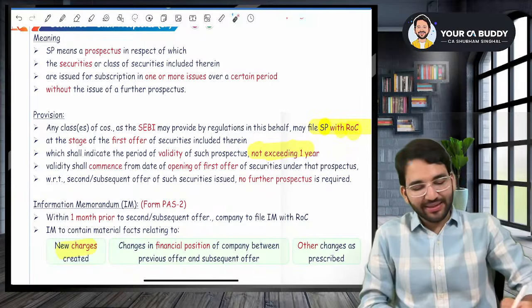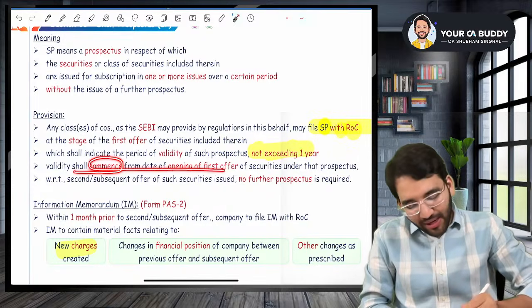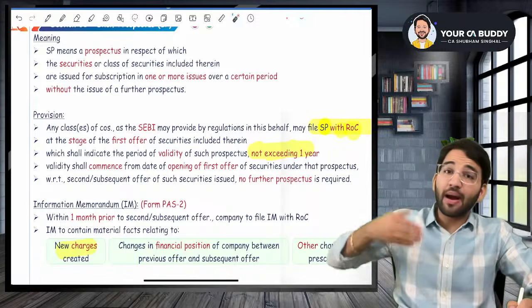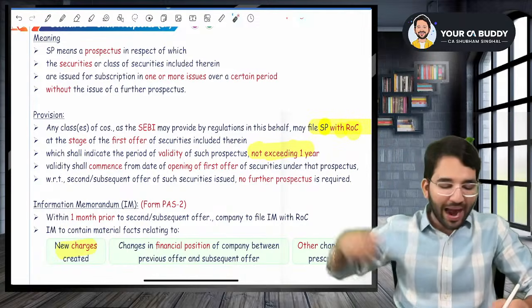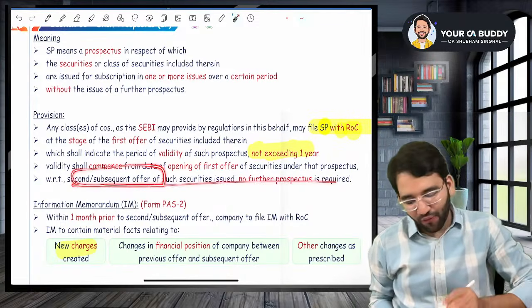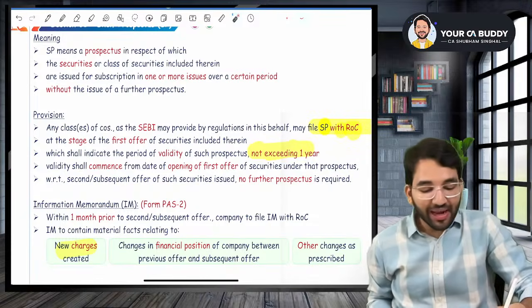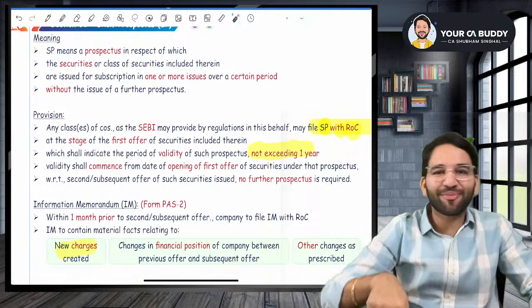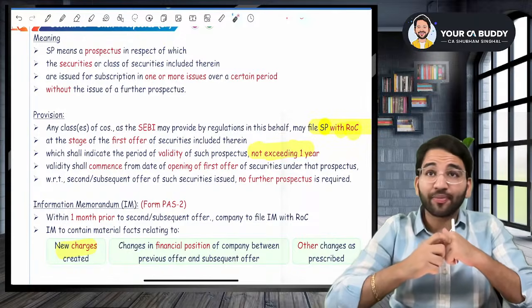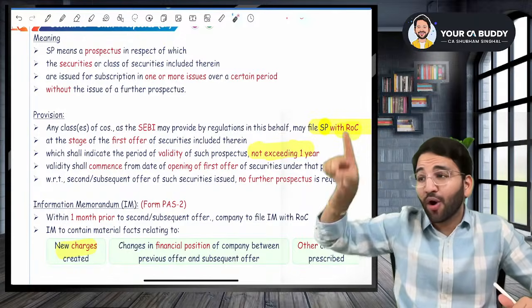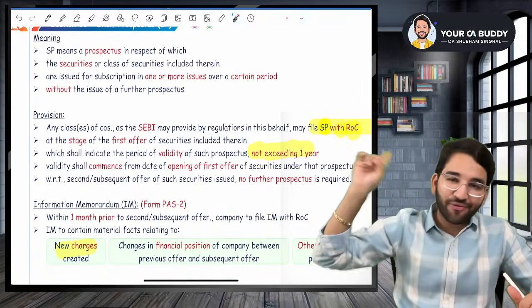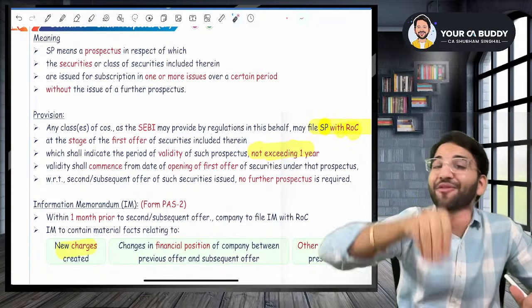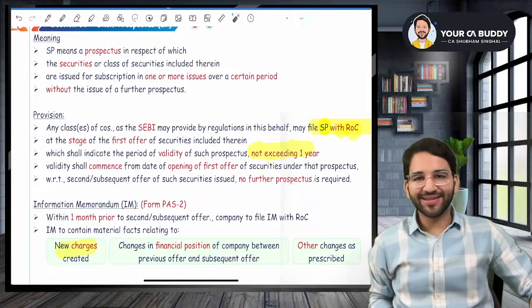Are you with me? Yes, sir. The validity will commence from the date of opening of the first offer, and for a second or subsequent offer, no further prospectus is needed. So the validity part is very important. What will be the validity? It will be mentioned in the prospectus, but it will be up to 1 year, and it will start from the opening of the first offer, not from the delivery to the ROC, and no further prospectus is required.